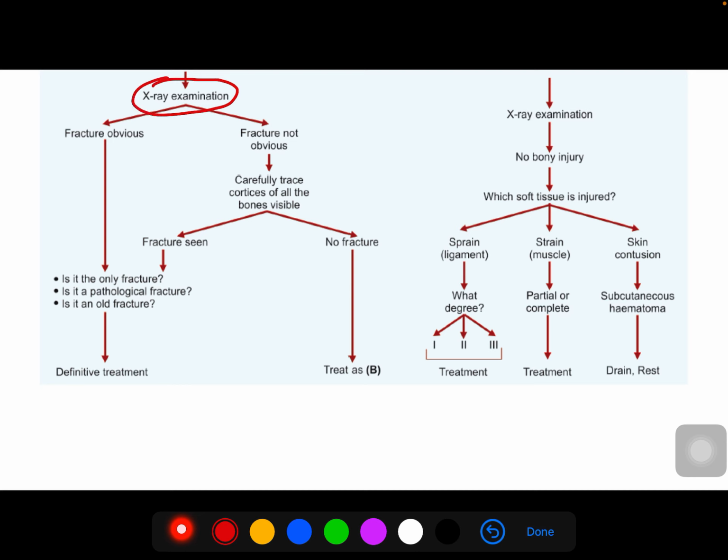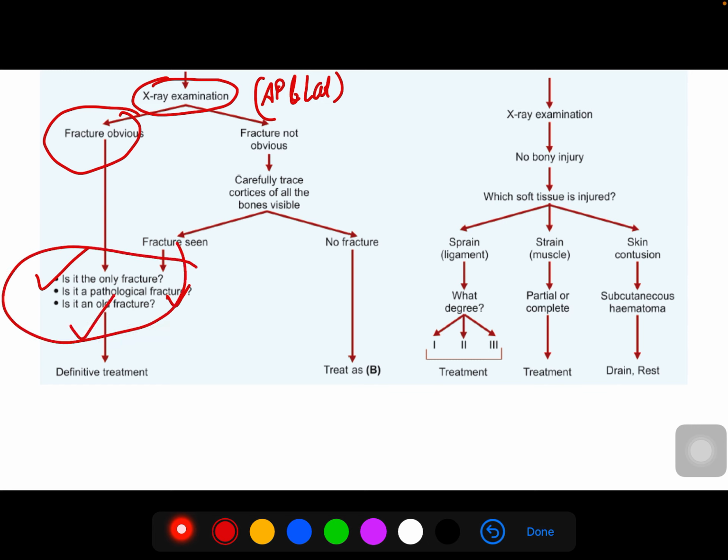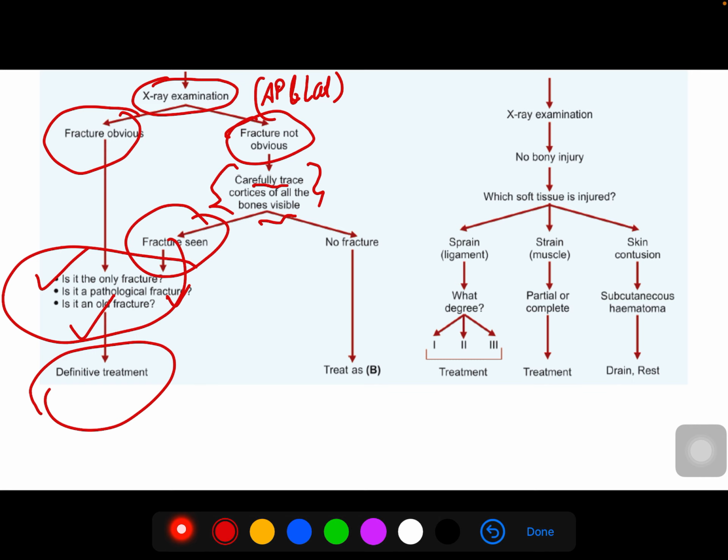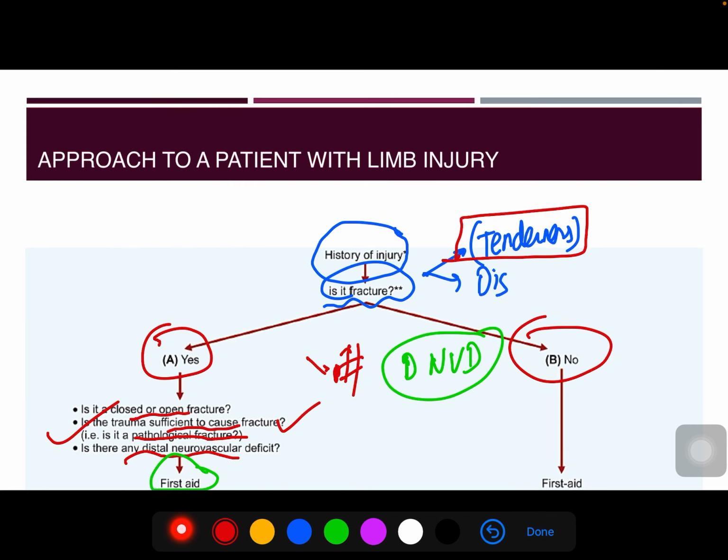Most commonly the x-ray is taken in anterior, posterior, and lateral views, but there are unique views for fractures of different joints. If the fracture is obvious in the x-ray examination, then is it only a fracture, or a pathological fracture, or an old fracture? We have to rule this out, and then do the definitive treatment. If the fracture is not obvious, then we have to carefully trace the cortices of all the visible bones, and if a fracture is seen, then again the same procedure. And if there is no fracture, then we have to treat soft tissue injury, which I'll talk about here.